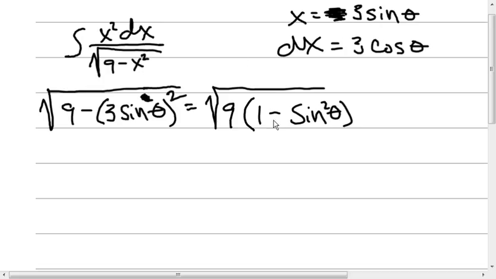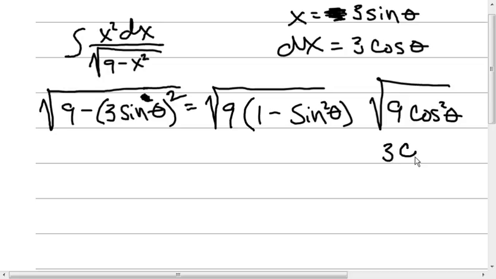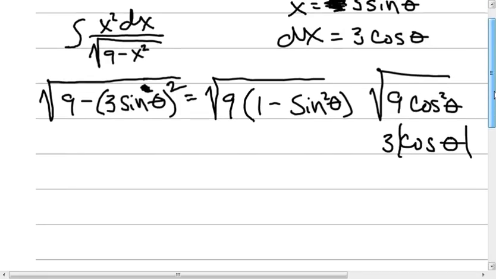Now we could make a trig substitution here and get square root of 9 times cosine squared theta, because 1 minus sine squared theta is equal to cosine squared theta. And now we can take the square root of the 9 and the square root of the cosine squared theta, and we just get 3 cosine theta, and that's going to be our denominator. I guess technically we better put some absolute value brackets on that.